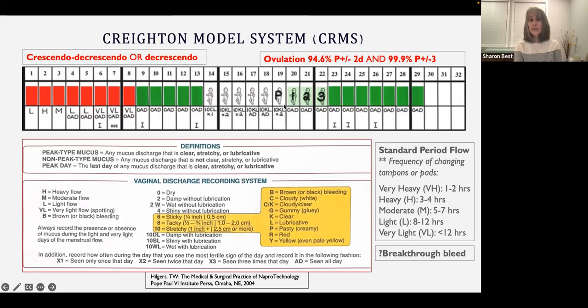We also are going to measure something called the post-peak phase. The post-peak phase is going to start here on P+1, and it's going to end on the last day before her next period. So this woman has a post-peak phase of 10 days, which we know is a normal length.